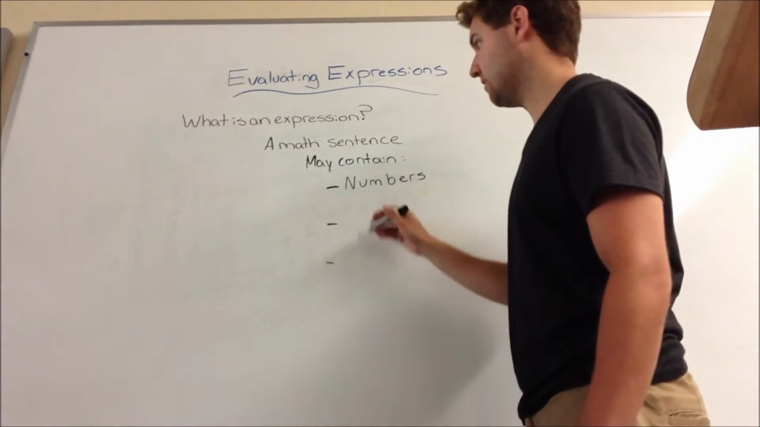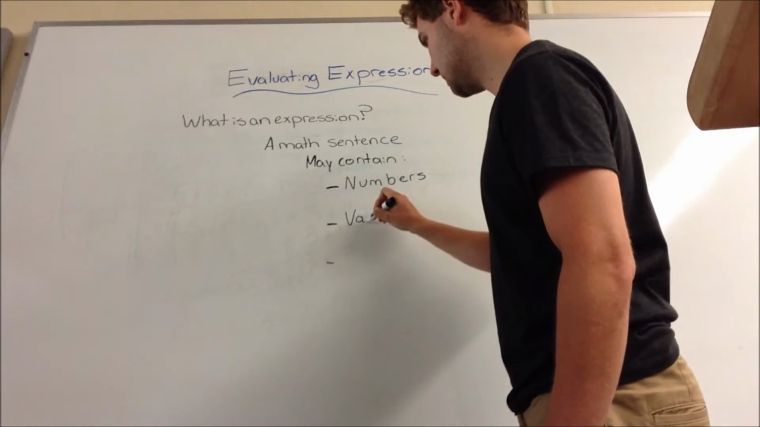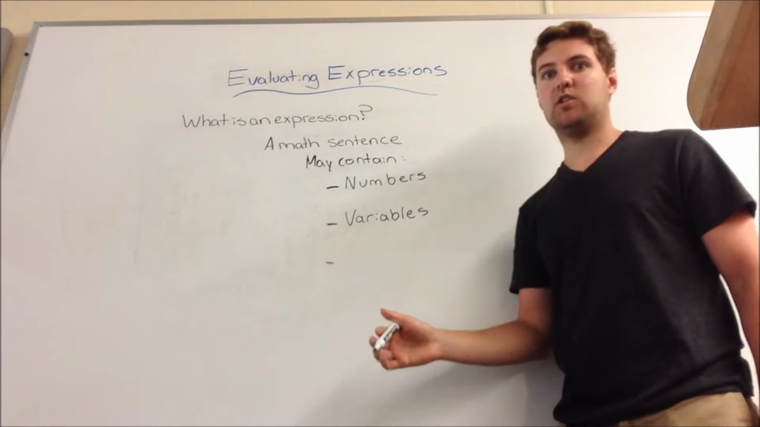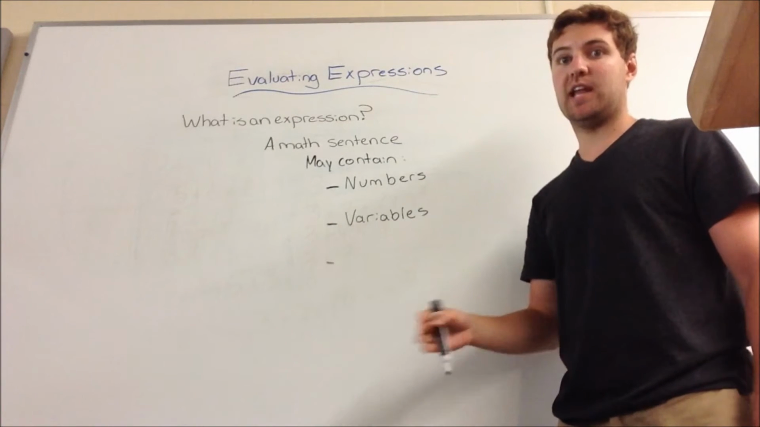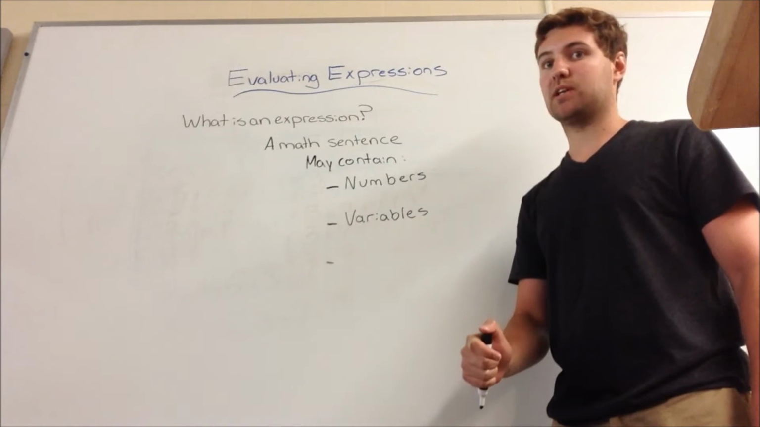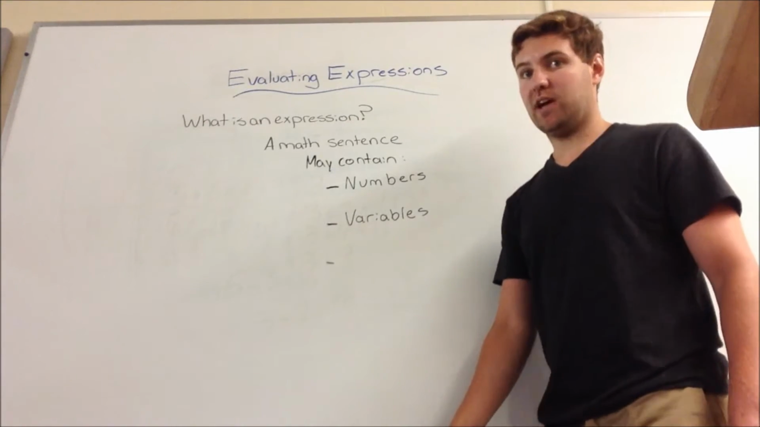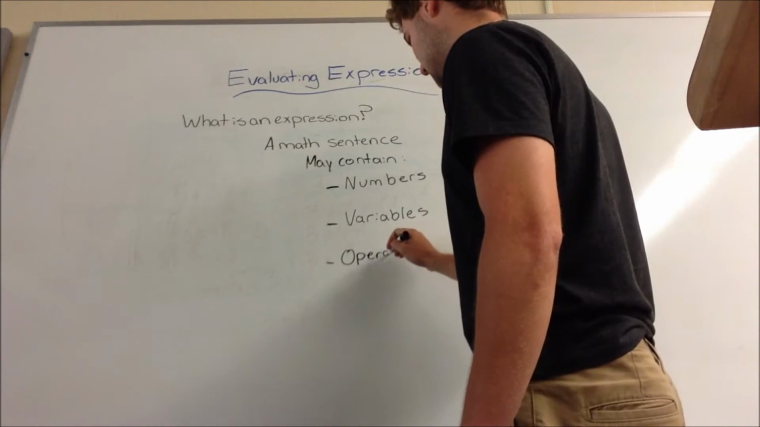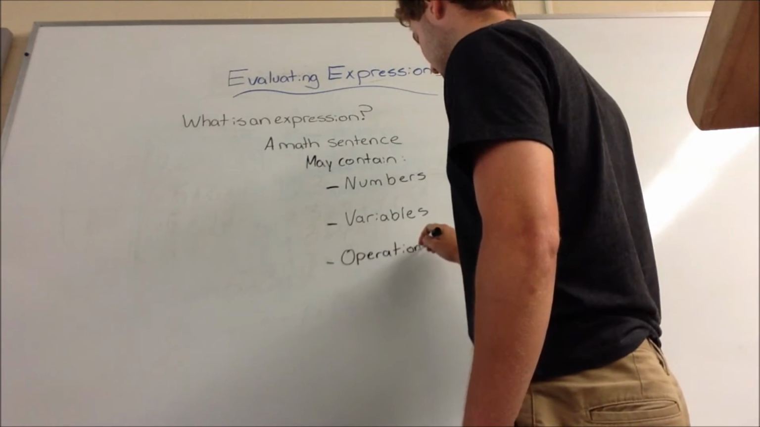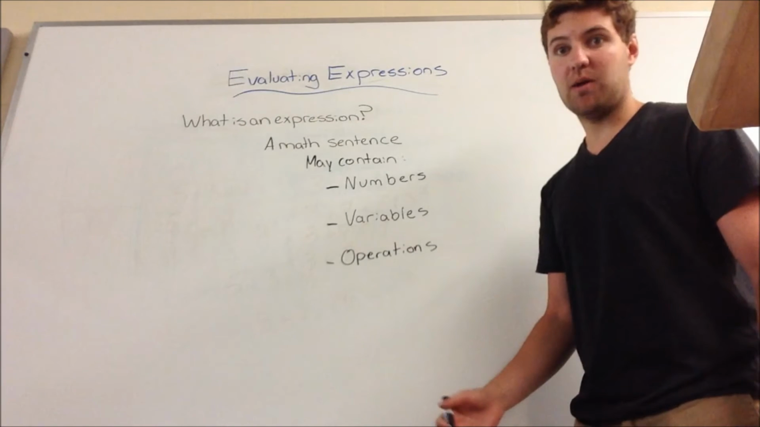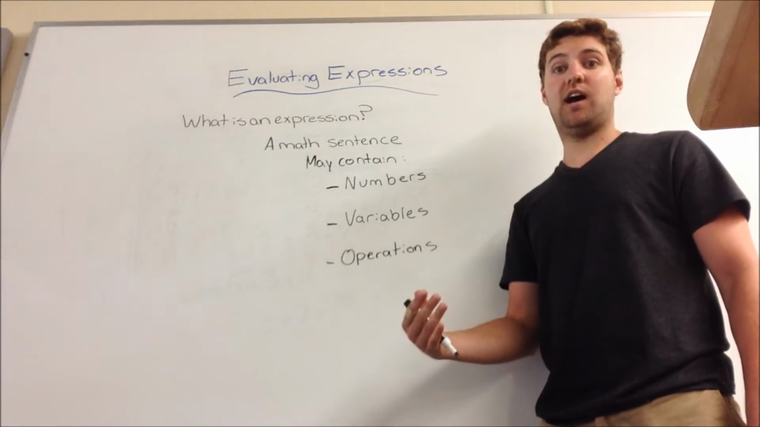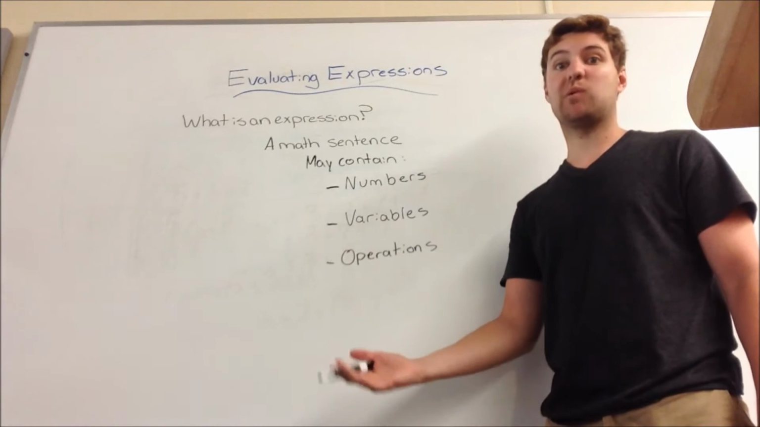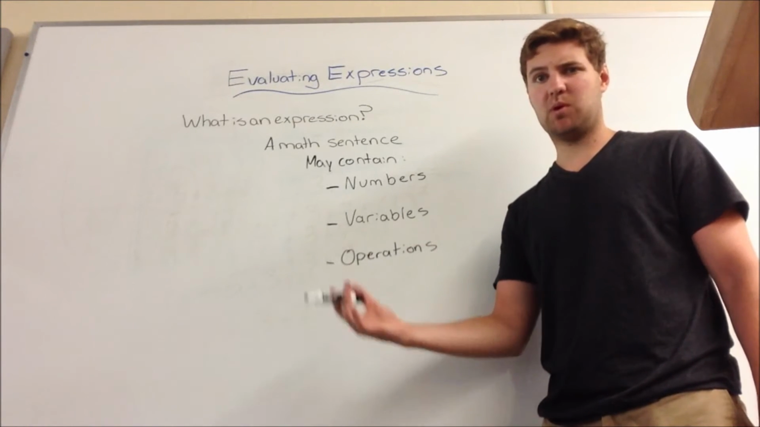The next thing it can have is something called variables. Now, we're not going to look too closely at variables today, but in the next lesson, we'll look more at expressions that have variables in them. The final thing they can have is operations. And operations in math are things like the addition symbol, subtraction symbol, multiplication, division, squaring, square rooting, brackets, any exponents, things like that.